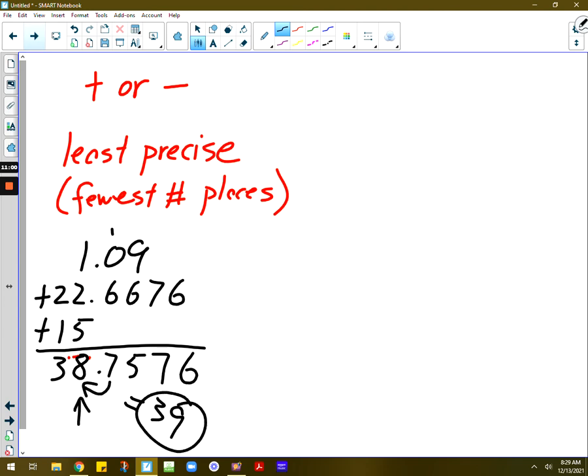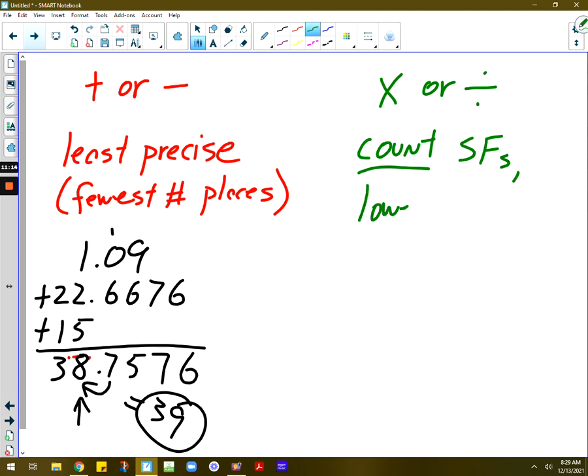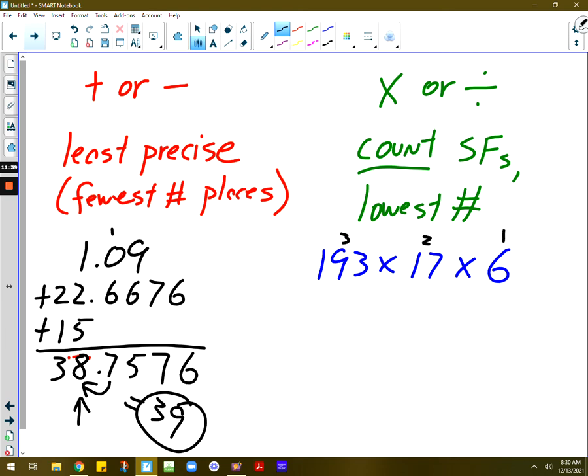If you're multiplying or dividing, it's a little bit different. On this one, I'm going to count sig figs, and I'm going to go with the lowest number of them. So if I have 193 times 17 times 6. What's the smallest number of sig figs in any of those three? Just one sig fig, right? This one here has 3, this one here has 2, this one here has 1.